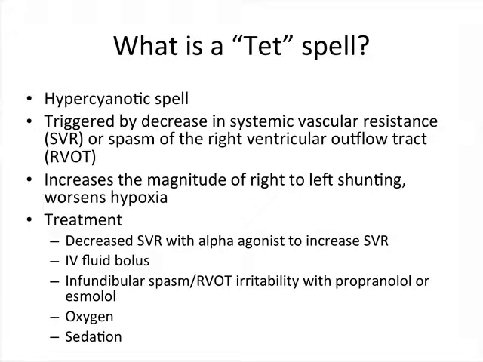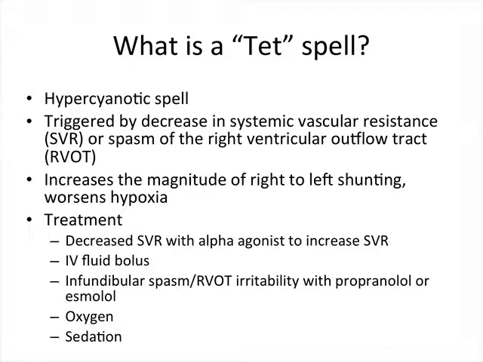A TET spell is a hypercyanotic spell occurring in patients with unrepaired tetralogy of Fallot. It is triggered by a decrease in systemic vascular resistance or spasm of the right ventricular outflow tract. This results in an increase in the magnitude of right-to-left shunting and worsens hypoxia as it decreases pulmonary blood flow. Appropriate treatment of a TET spell depends on the cause.